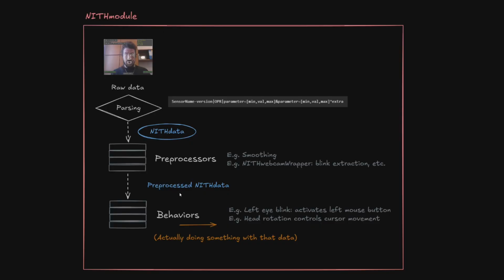The preprocessed NITH data is then sent to a list of behaviors. Behaviors are what we define to specify what we are actually doing with this data. For example, inside the behavior, we can define that the left eye blink will activate the left mouse button, or the head rotation will control mouse cursor movement. All of this is defined inside these classes here.